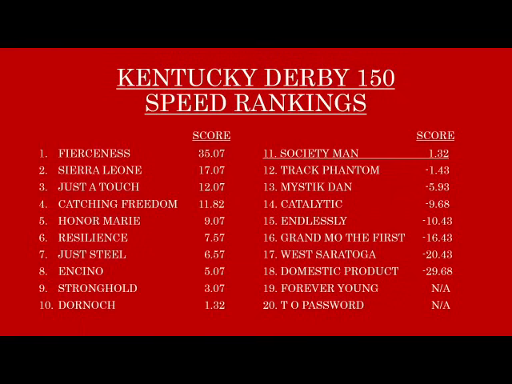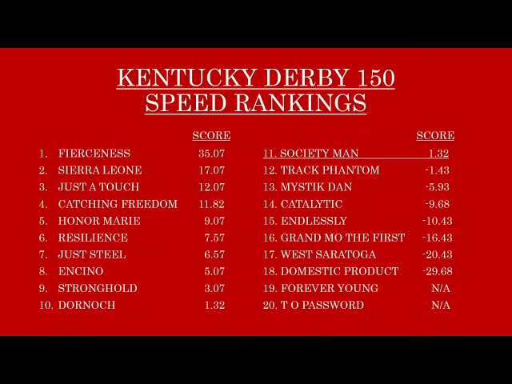So that's the field, and these are the rankings, and you can see Fierceness is clear and away, speed-wise, the best horse in this race. And we all knew that, right? I mean, there's no surprise. There were a couple that were a little surprising. Resilience, I thought wouldn't be quite as high. I also thought Catching Freedom would be higher. And Just a Touch, I thought would be lower. So the numbers have borne out some interesting developments speed-wise for this field.